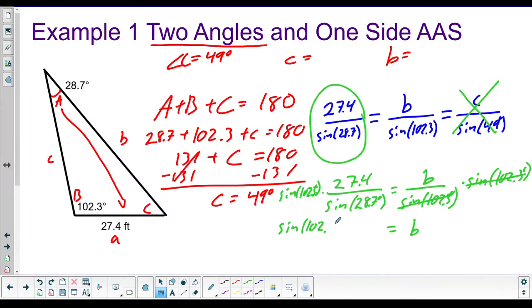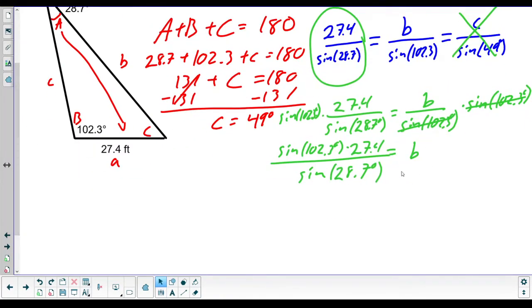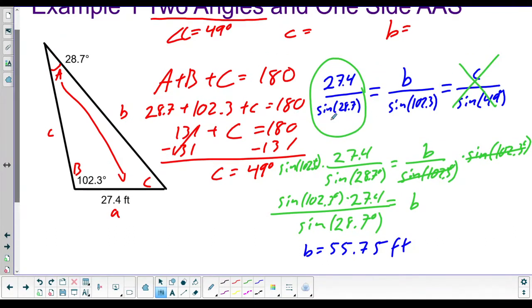sine of 102.3 degrees times 27.4 divided by the sine of 28.7 degrees. Then we're going to plug all of this into our calculator, and it will spit out B for us. So when we plug this in, first thing, make sure your calculator is in degrees because you're using degrees. I already have the answer written down because I didn't want to make you sit and listen to me type something into a calculator again. Who would do that? So when we do this in our calculator, we get B equals 55.75 degrees. Not degrees, pardon me. Feet, because obviously it's not an angle, it's a length, right? So B is 55.75 feet.